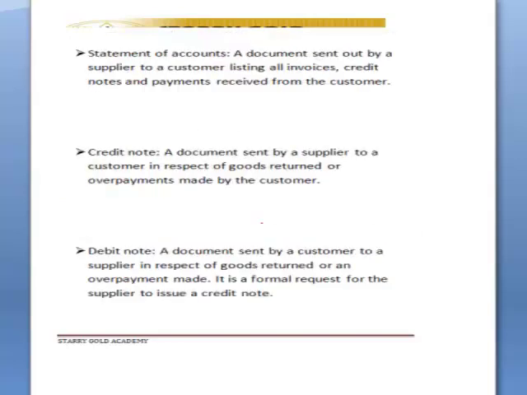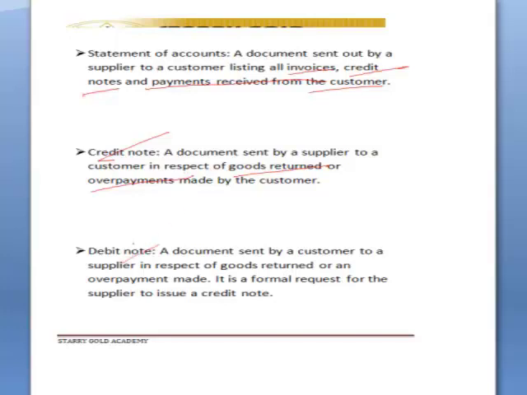We also have what we call statement of account, a document sent out by a supplier to a customer listing all invoices, credit notes, and payments received from the customer. We also have credit notes as a source document. A credit note is a document sent by a supplier to a customer in respect of goods returned or overpayment made by the customer. You must know the basis of sending a credit note. It's based on goods returned because money will not be refunded, or there is an overpayment.